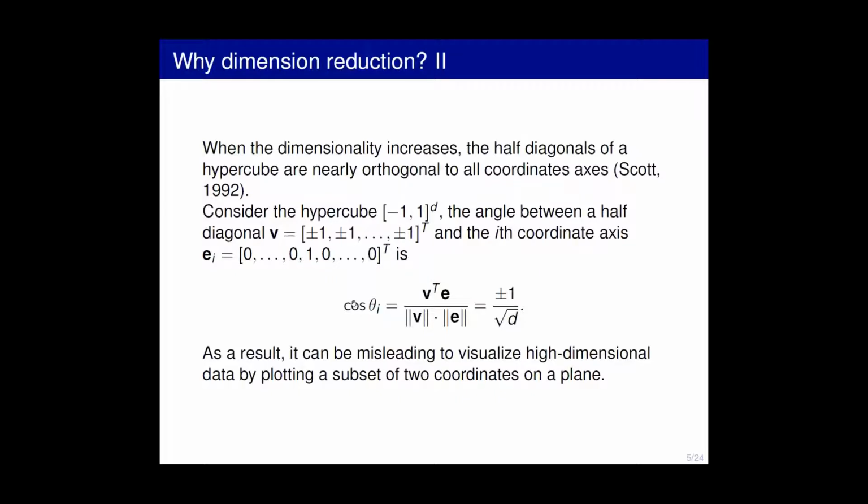If you calculate the angle, the cosine is 1 over the square root of d. So when d becomes very large, this approaches 0. That means theta approaches 90 degrees, that is, orthogonal. Based on this observation, we can see that it is misleading to visualize high dimensional data just by plotting two coordinates of that data.